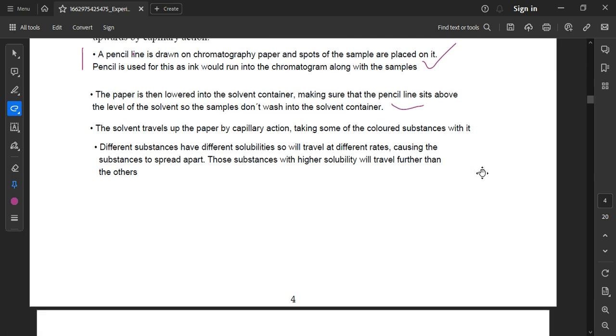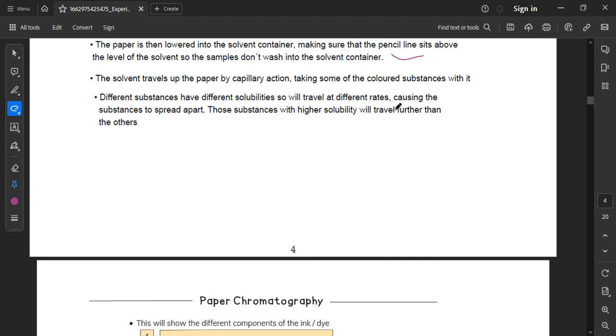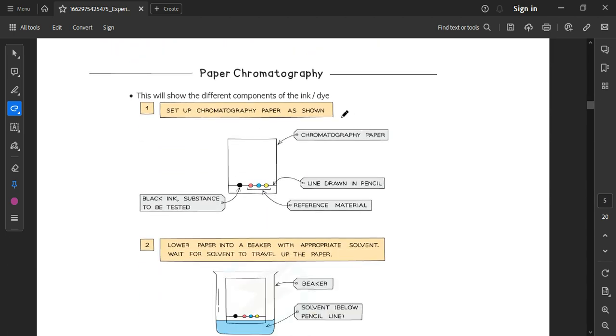Different substances have different solubility, so they will travel at different rates, causing the substances to spread apart. Substances with higher solubility will travel further than the others. Paper chromatography will show the different components of the ink or dye.